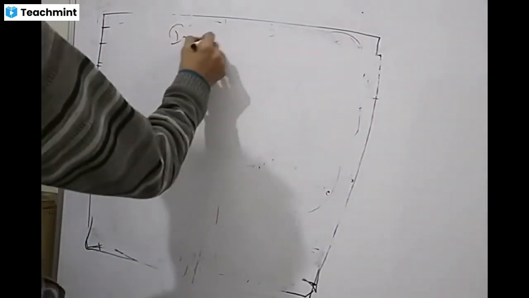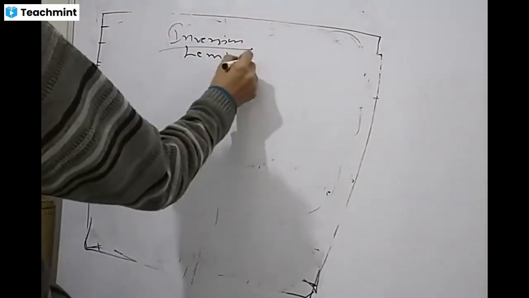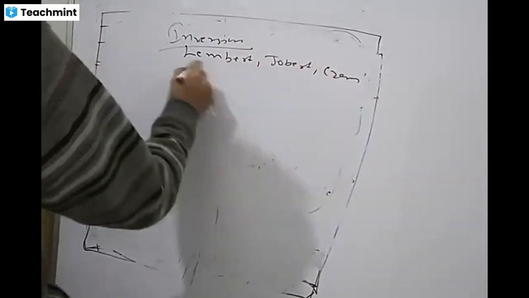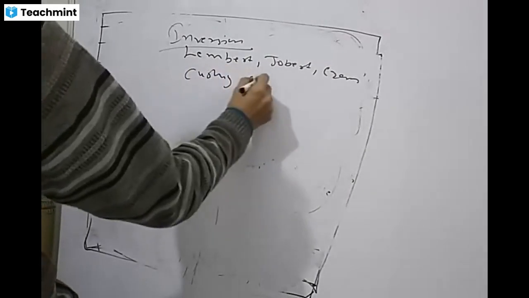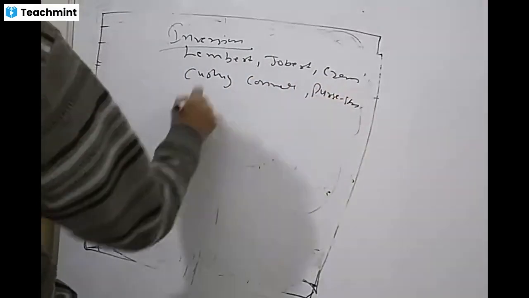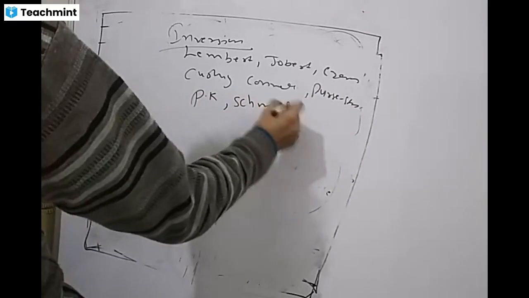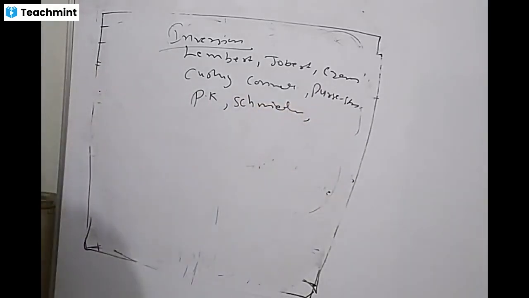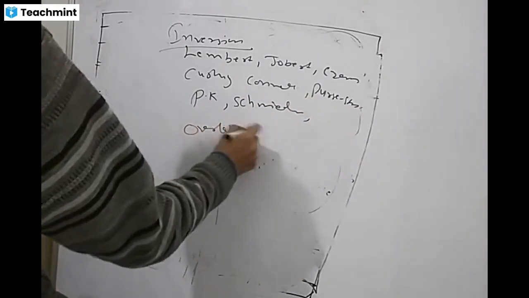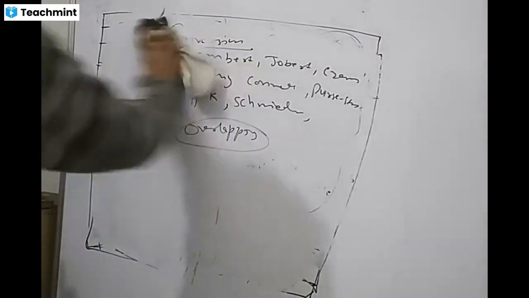So we have seen inversion patterns. That was Lambert, Jobert, C. Zerning, Cushing, Connell, and Purstring, and PK, Parker Kerr, and SCH Smeaton, and your last one, overlapping. This is not inversion, this is simply overlapping. So these are the suture patterns.